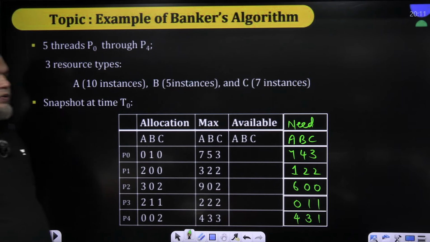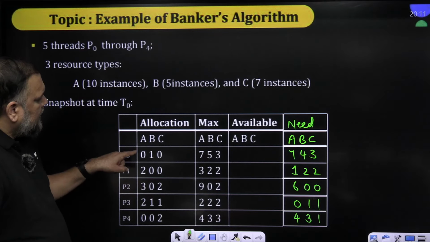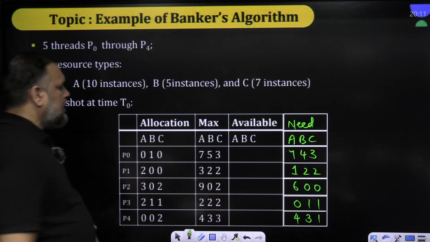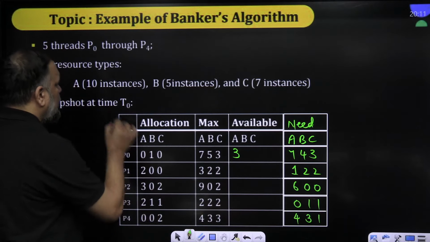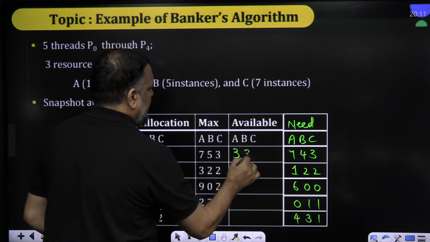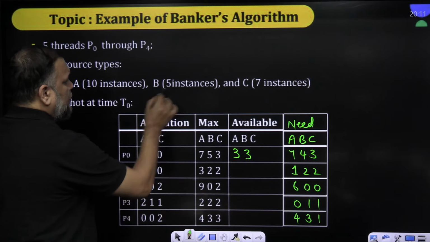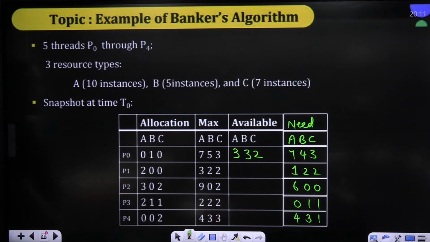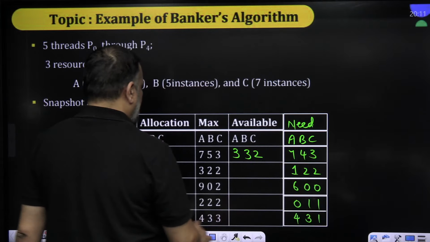Available how many copies? Look at this. A has total 10. Ye 10 copies mein se humne kitne allocate kiye? 3 plus 2 plus 2, 7. So balance available how much? 3. Then B has been totally allocated 2 out of 5. So balance is 3. C has been allocated 2 plus 1 plus 2, 5 out of 7. So matlab 2.